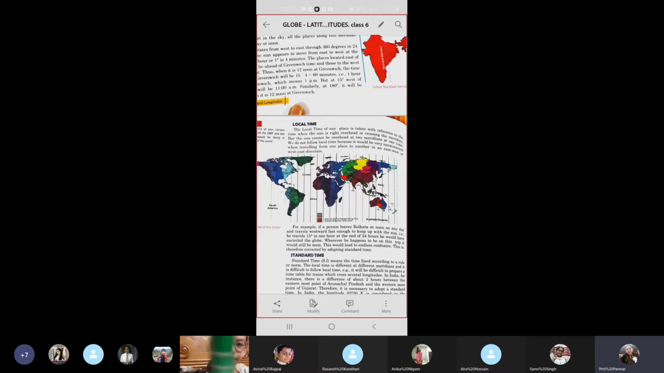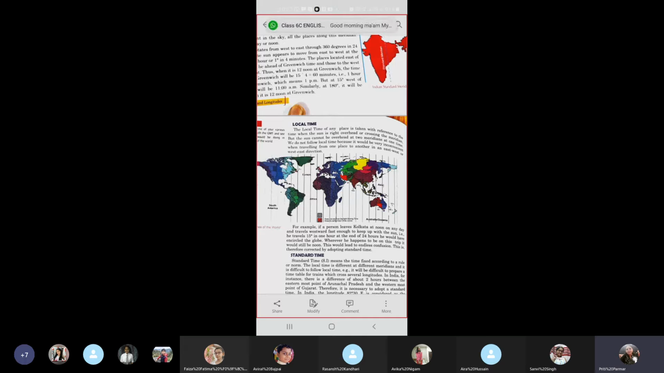We do not follow the local time because it would be inconvenient when traveling from one place to another in an east-west or west-east direction. That means if you're traveling from east to west, you will have confusion. And if you travel from west to east, again you will have confusion because the local time is very confusing. For each 1 degree change in a meridian, there will be a 4-minute loss or a 4-minute gain. So for that, we do not follow the local time.